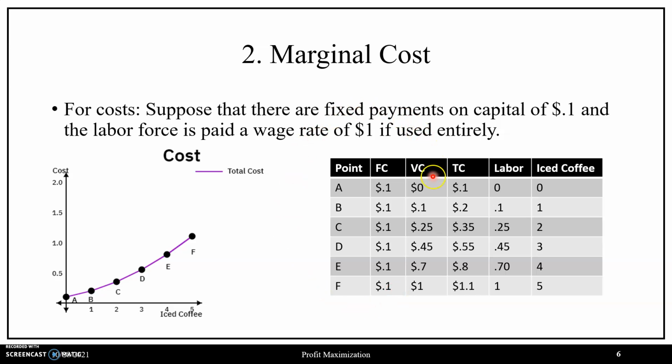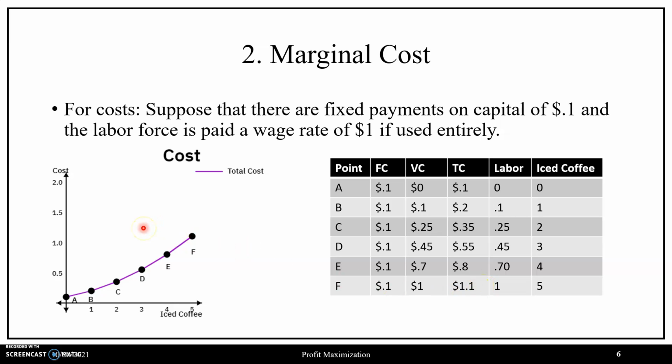Now proceeding on to variable costs, this will correspond to our wage rate, which we know is $1 if 100% of our labor force is being used. Our variable cost will be scaling our wage rate of $1 by the amount of labor being used at each point, such that variable cost will vary between $0 and $1. Summing our fixed and variable cost components together, we can generate total cost for points A through F, where we see that total cost varies from 10 cents all the way to $1.10.